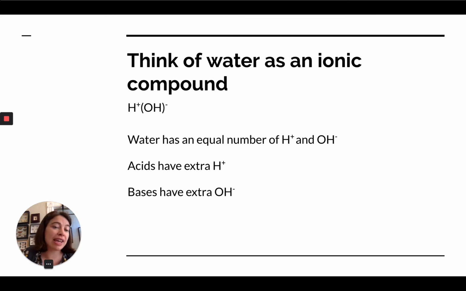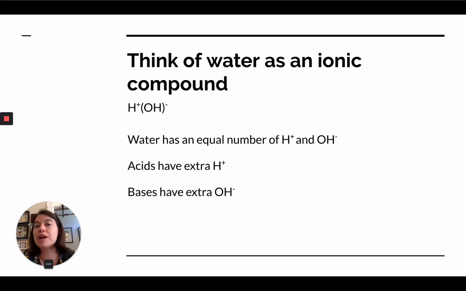And you can think of that anion as having a charge of minus one. So if you had pure water, nothing but water, you would have the same number of hydrogen cations as you have hydroxide anions. Exact equal number. That's neutral. It's neither an acid nor a base. But if for some reason you had extra hydrogen cations, then you would have an acid.